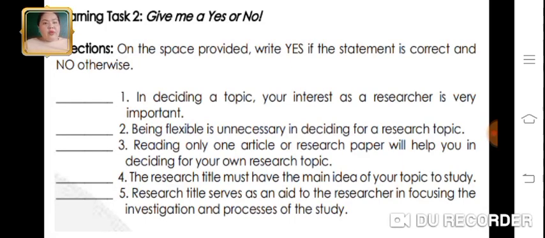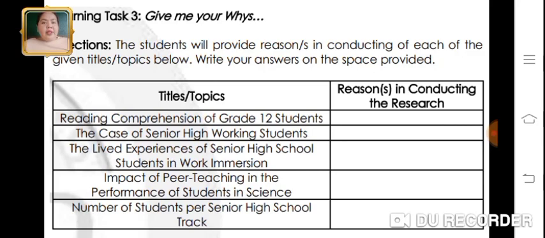Learning task 2. On a space provided, write yes if the statement is correct and no otherwise. So, alam nyo na yan. Answer 1, 2, 3, 4, 5. This activity should be done in your notebook kasi wala namang nakalagay na instruction dyan sa LEAP na kung saan nyo pwedeng gawin. Okay?